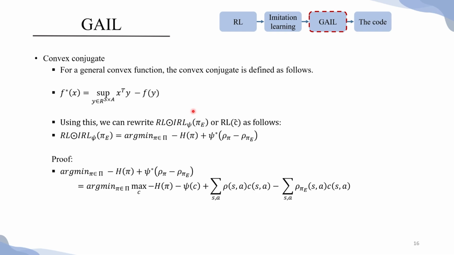As a result, using this, we can derive a form similar to GAIL's, which is why we use the convex cost function. Now, using the occupancy measure and convex conjugate, we can rewrite the reinforcement learning equation given the cost function c tilde as follows. We can see that this equation has the same form as the original IRL equation we wanted to find.